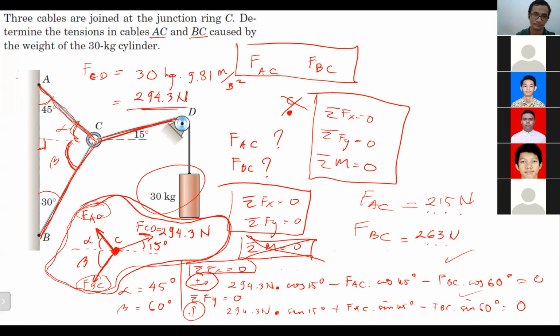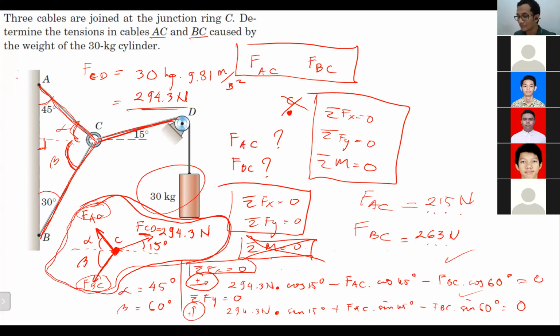Yes, sir. I was a little confused about FCD. Yes, you can get it directly. 30 kilograms there, it's going down, right? Yes, sir. 30 kilograms going down, so roughly 294.3 Newton is going down.